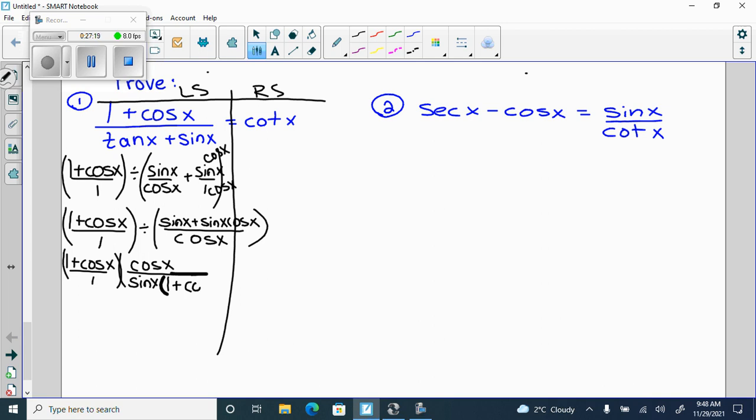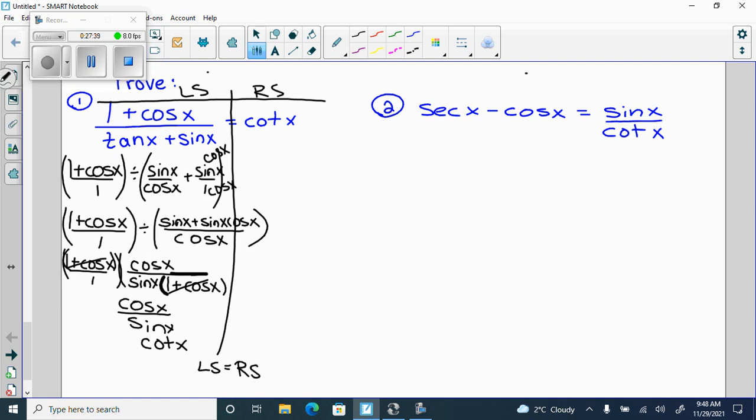1 plus cos x. Now, is 1 plus cos x the same as 1 plus cos x? Yes, because they have a plus sign and they're attached. That's the only reason why those can go away. Then I'm left with cos x over sine x. And then I could be a rebel and never touch the right side and go cotan x. Left side equals right side. And they match.